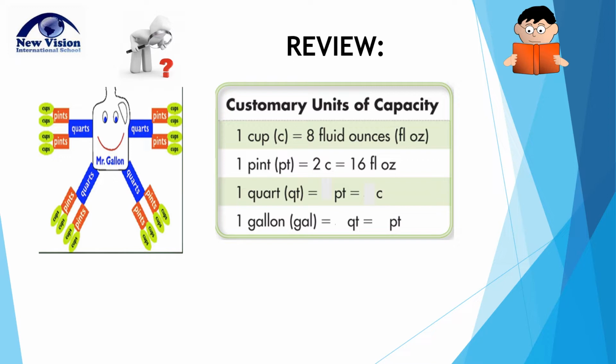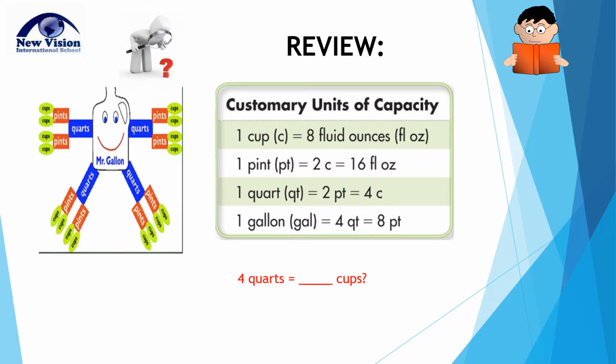In 1 quart, there are 2 pints. And also in 1 quart, there are 4 cups. In 1 gallon, there are 4 quarts. And also in 1 gallon, there are 8 pints. Let's take, for example, we convert some customary units of capacity.